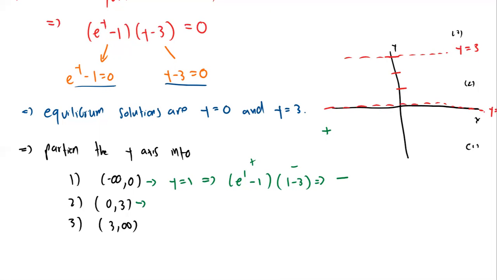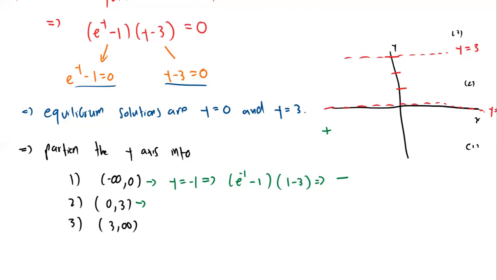Now let's pick something between 0 and 3. Oh, shoot, I should have done -1, right? Sorry. Yeah, so 1 is not in this region. -1 is. So let's go ahead and make sure this is right.